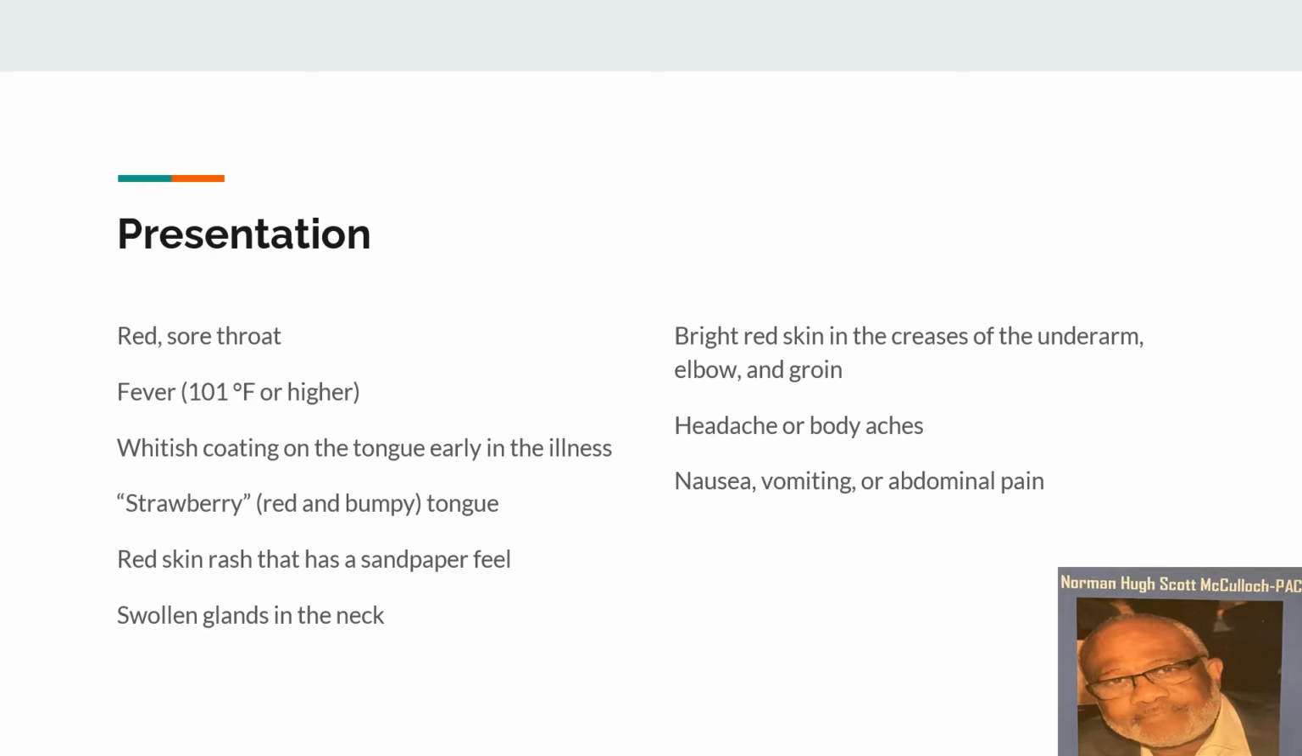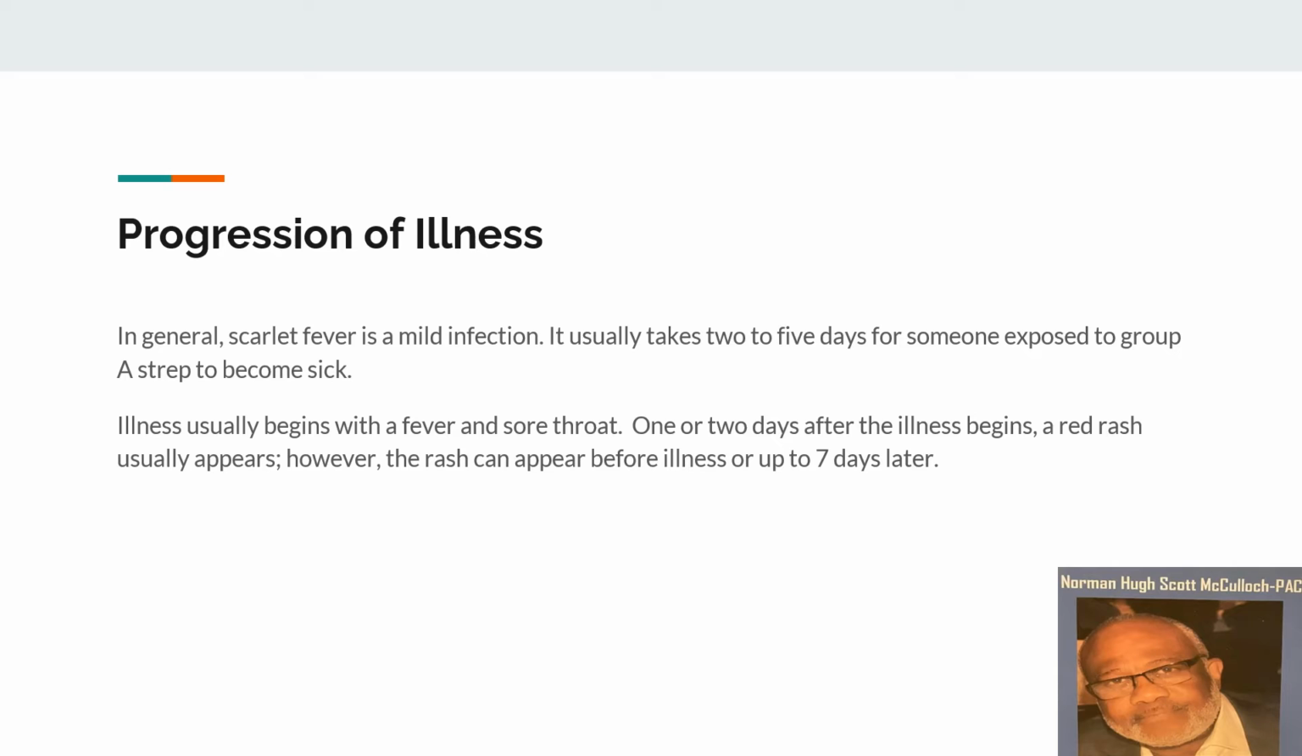The glands in the neck may be swollen, and they may also have bright red skin in the creases of the underarm, elbow, and groin. Some patients may present with headache or body aches, and you may also have patients presenting with nausea, vomiting, or abdominal pain.